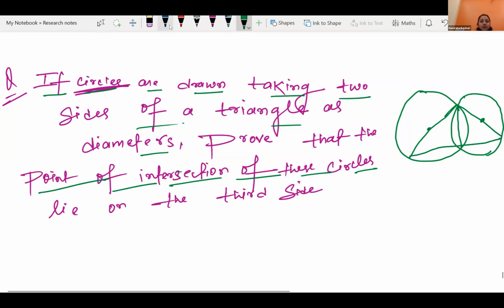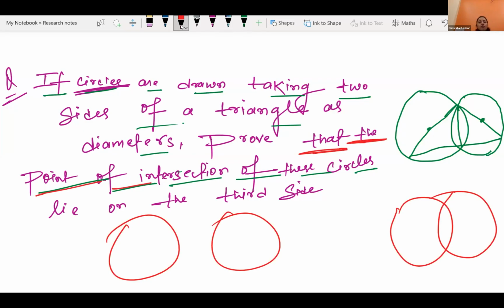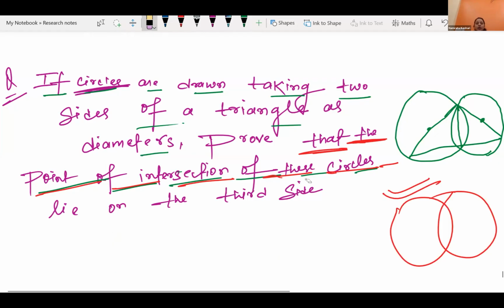Okay, let me summarize what the question says. We are having two circles. We don't know whether these two circles are just like this or there is a point of intersection. Okay, there are two circles, but in this part, the point of intersection of these circles, that means we are having the second scenario. Yes or no? Yes, ma'am.